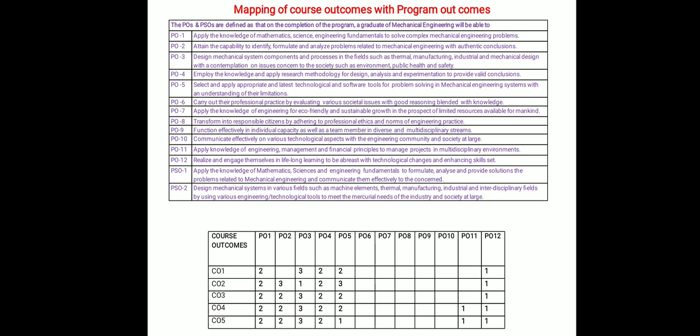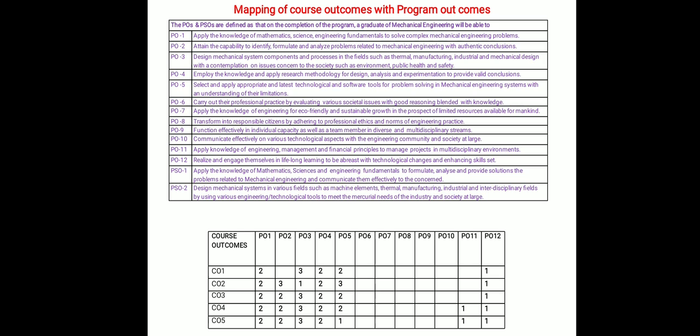Suppose you see CO1, for PO1 I am mapping as 2, means it is medium. PO1 is medium for CO1. Medium means here we are applying the knowledge of mathematics and all the subjects like science and engineering principles that a student is studying in his course. He will apply that knowledge for designing a machine element. That's why I'm giving PO1 as 2.